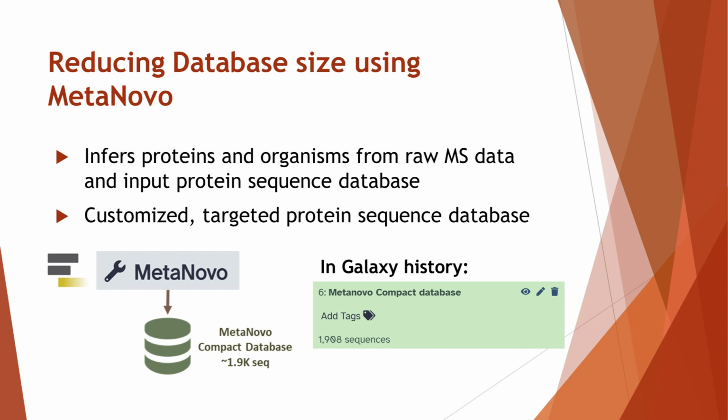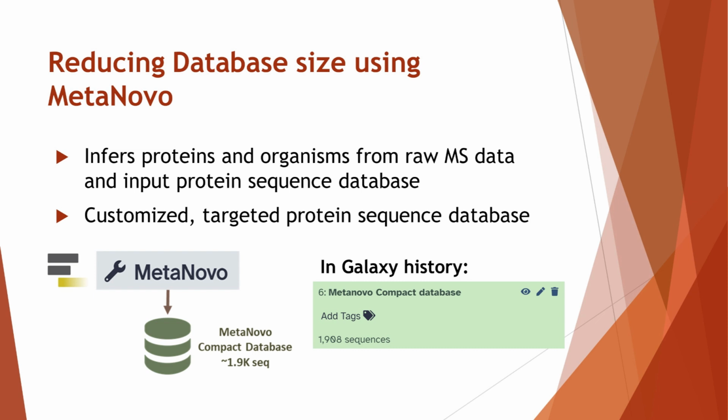For that database reduction, we will use the Metaproteomics tool. So what does Metaproteomics do? The Metaproteomics tool infers proteins and organisms directly from raw mass spec data in the input protein sequence database to generate a reduced, targeted database. The compact protein sequence database can be searched against raw mass spec data with improved sensitivity and search speed, while also reducing the number of potential false positives.